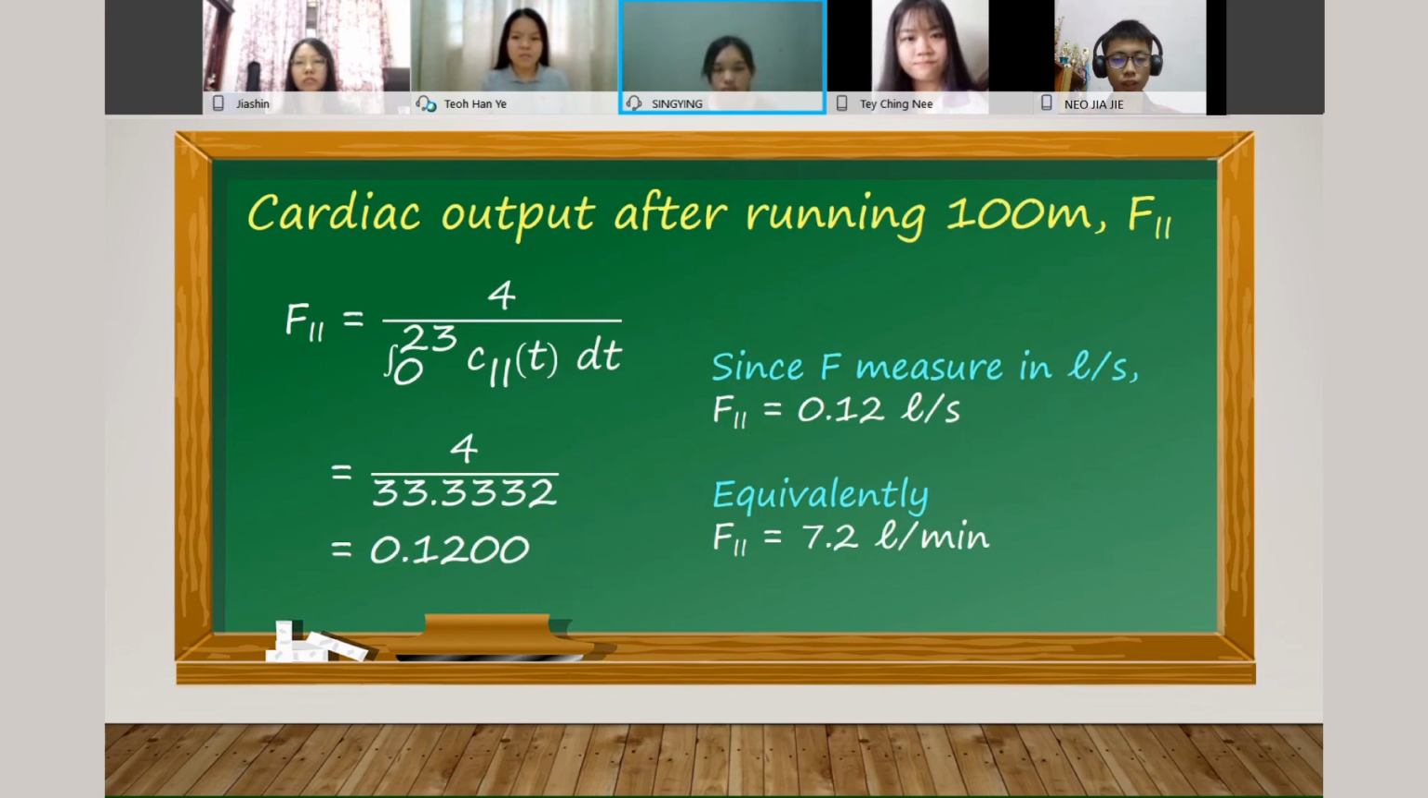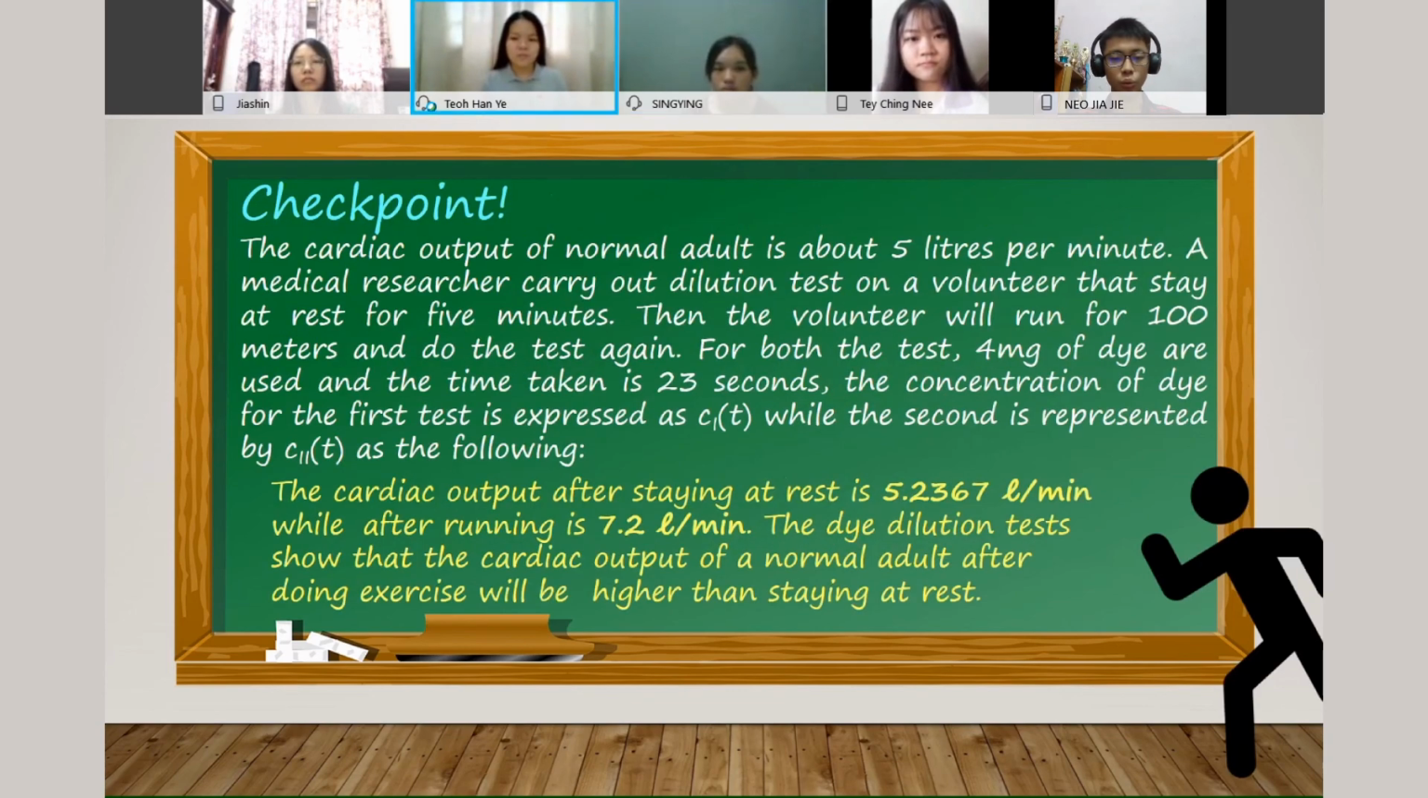For the cardiac output after running 100 meters, we divide the same amount of dye, which is 4 mg, by the answer in the previous slide, 33.3332. Then we get the cardiac output to be 0.12 liters per second, which is also 7.2 liters per minute. In this experiment, we have calculated the cardiac output after staying at rest to be 5.2367 liters per minute, while after running it is 7.2 liters per minute. The dye dilution test showed that the cardiac output of a normal adult after exercise is higher than at rest.